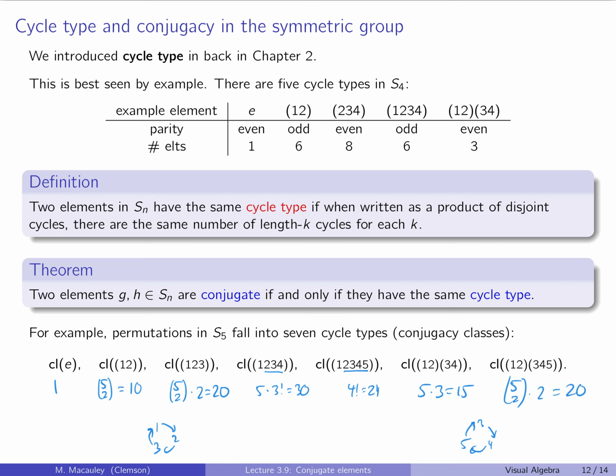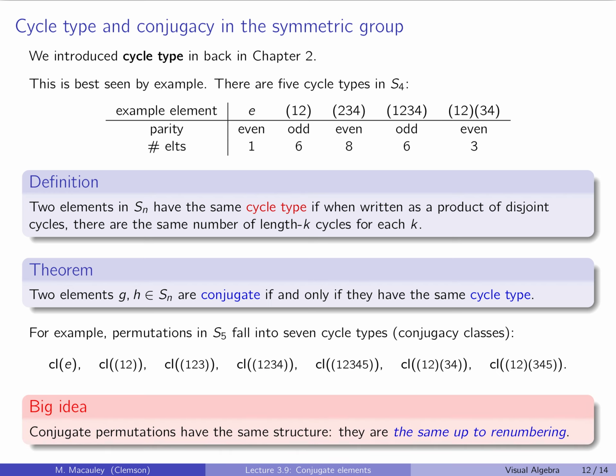So let's check that these things actually add up to 120. This is the order of S5. And so we have 20, 35, 45, 55, 59 plus 1 is 60, 70, 80, 90, plus 30 is 120. Indeed, we have all of the elements right here. The big idea is that conjugate permutations have the same structure. They are the same up to renumbering the actual things or digits that we are permuting.